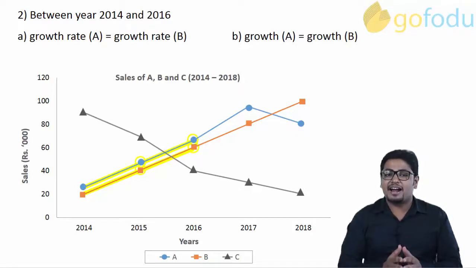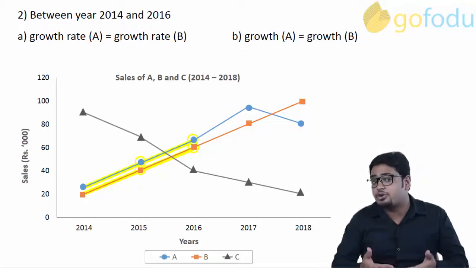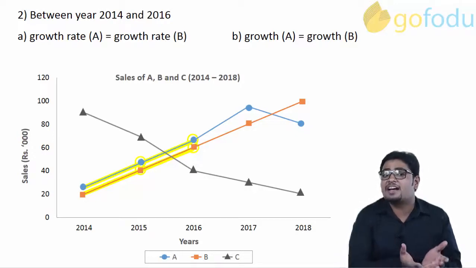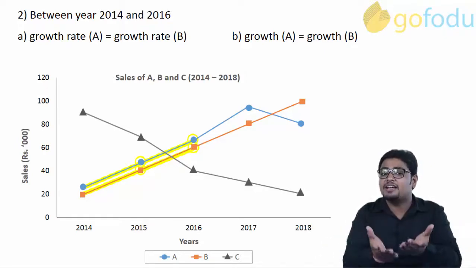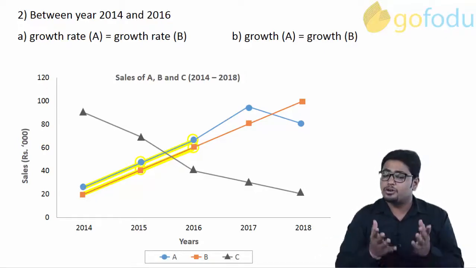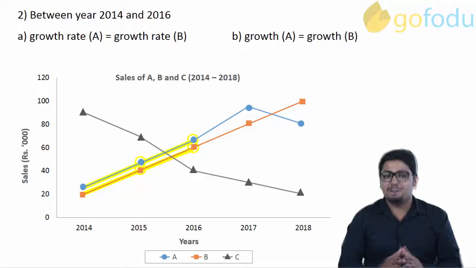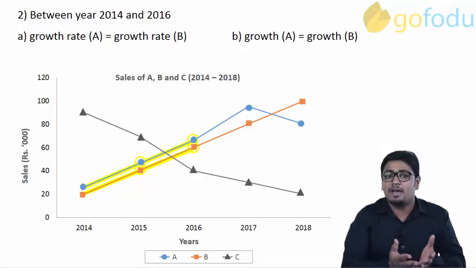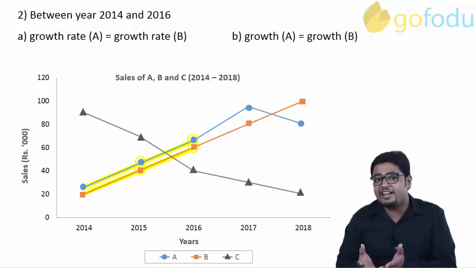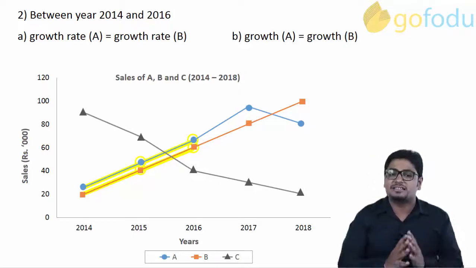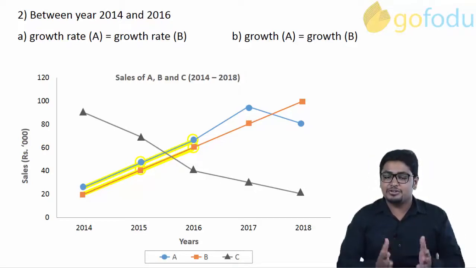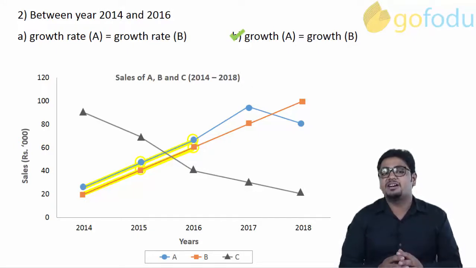Here we see that these lines have the same slope, but B has a lower base. So the growth rate of B in this case will be higher than the growth rate of A. Growth rate is not equal. But we also saw earlier that when the slope is the same, the actual growth from one reading to the next remains the same. So option B is the correct answer.